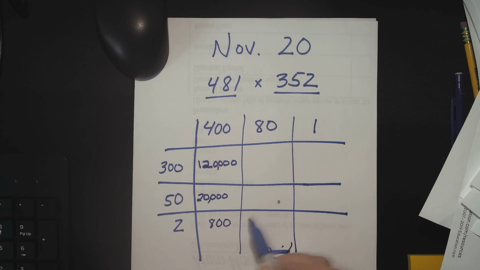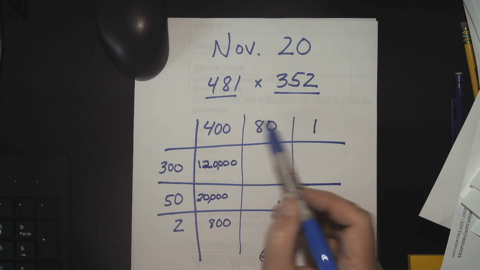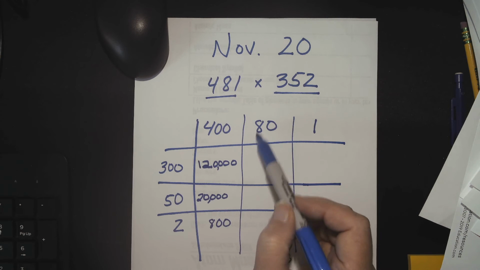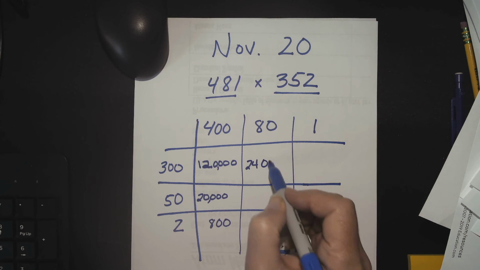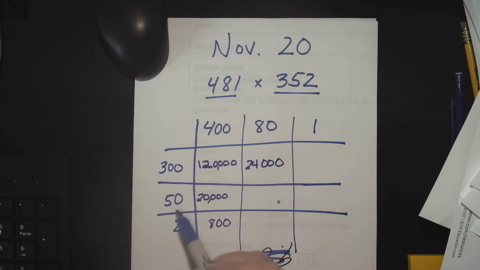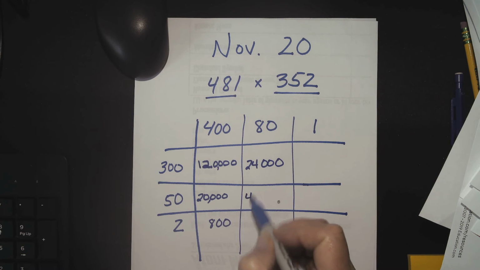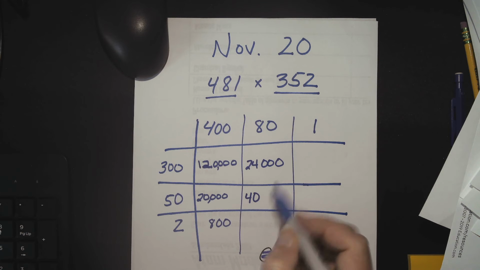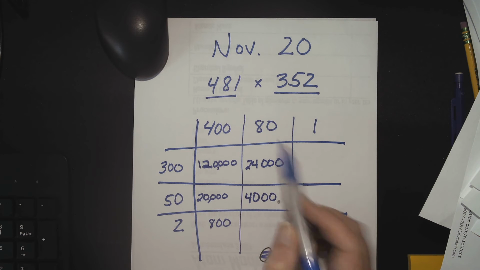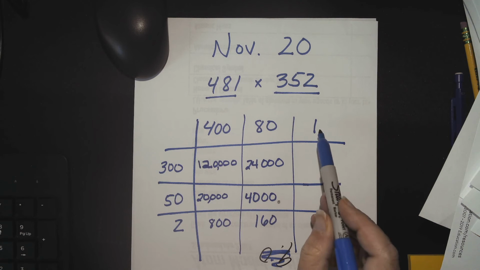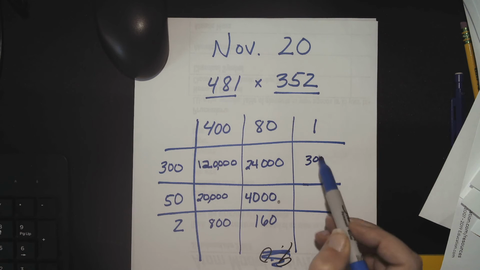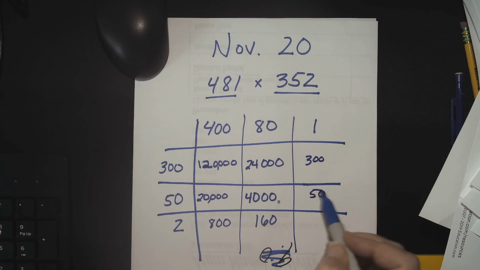800. Moving on to the next one here, 80 times 300, so I say 8 times 3 is 24, and 3 zeros. 80 times 50 is 40, with 1, 2 zeros. 80 times 2 is 160. And this one, just 1 times 300 is 300, 1 times 50 is 50, and 1 times 2 is 2.